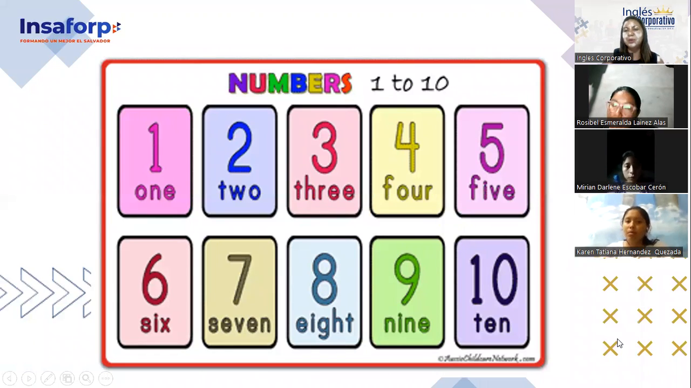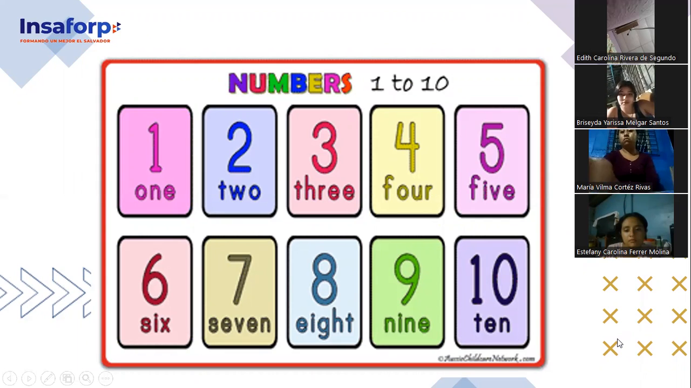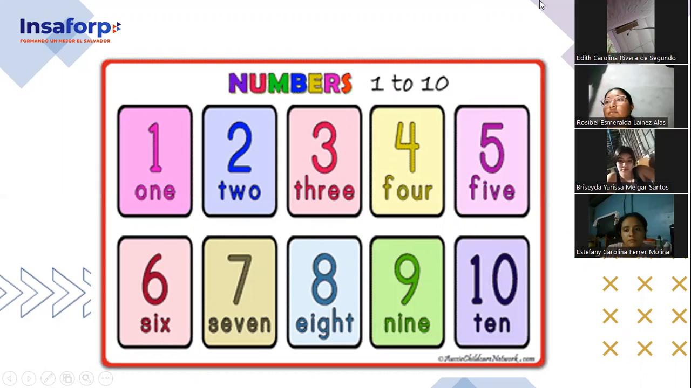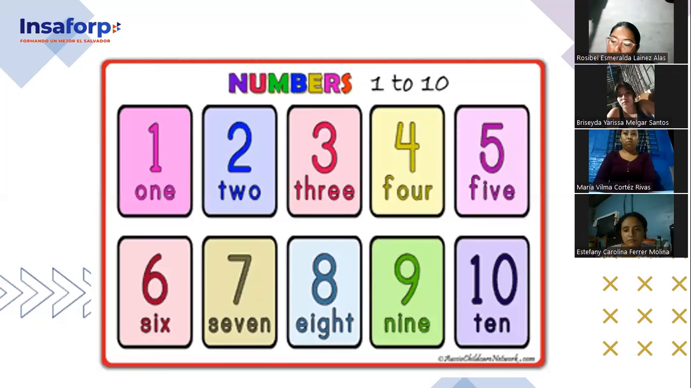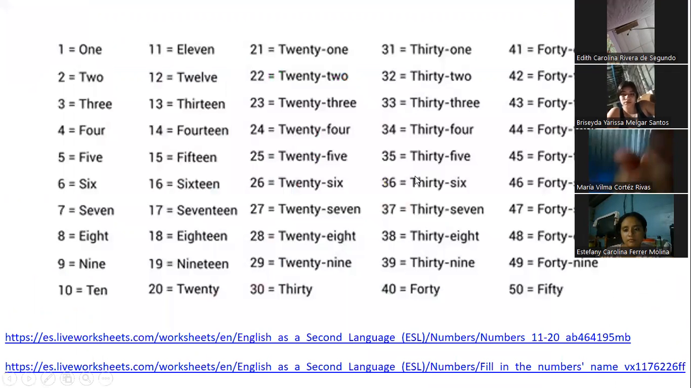Who can tell me the numbers from 1 to 10 in English? Adriana Noemi? One, two, three, four, five, six, seven, eight, nine, 10. Excellent. Thank you, Adriana. Okay, very nice. That's good. Now, in the next picture, we have the numbers from 1 to 50.